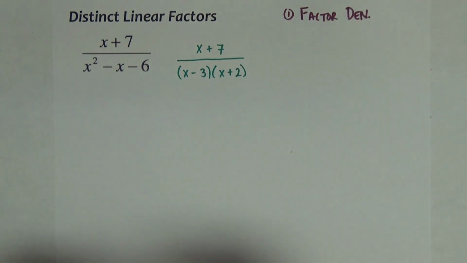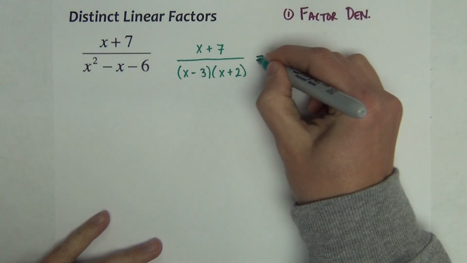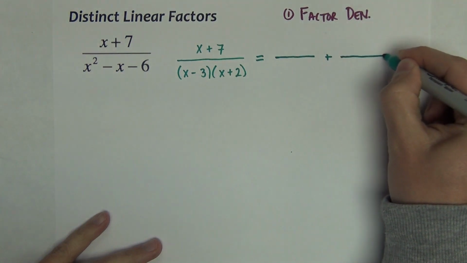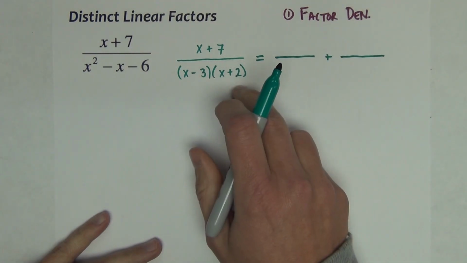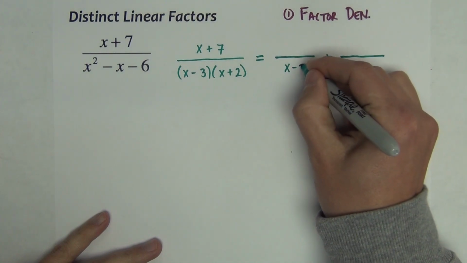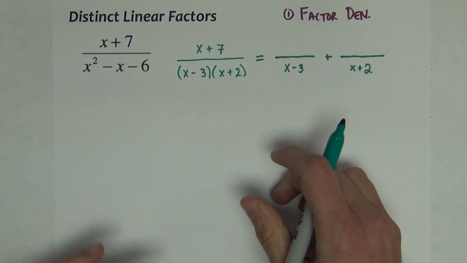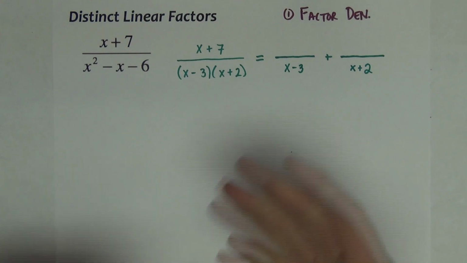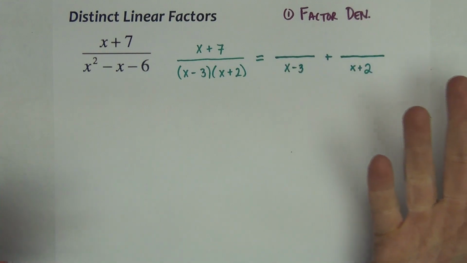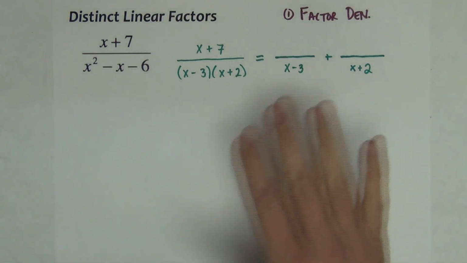Now, what we're going to do next is set this rewritten form equal to an expression that has one fraction for every factor that we see. So in the denominator of one of these fractions goes x minus 3, and the other one goes x plus 2. Now the question is, what do we put on the top of these fractions? If we knew the answer, we'd have the problem solved, and wouldn't that be an easy problem to do? But we don't know what those are.